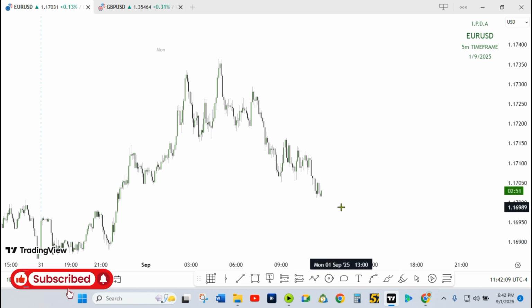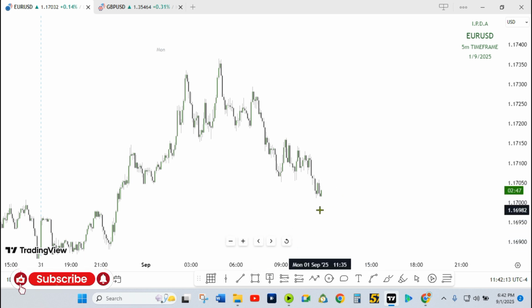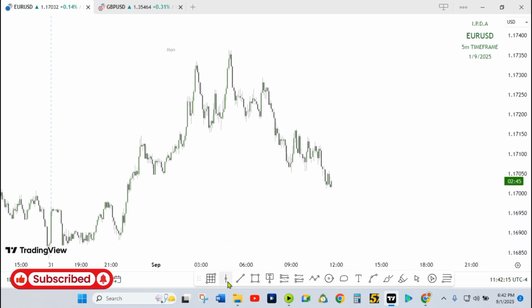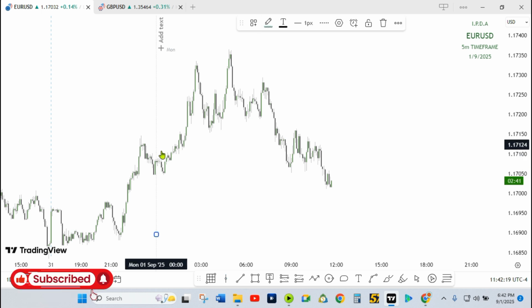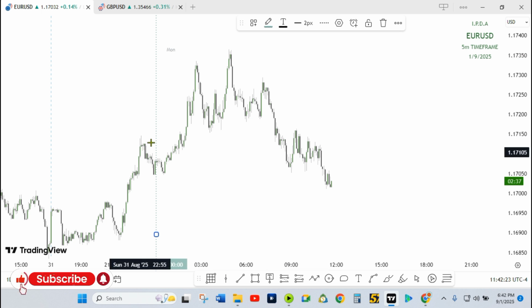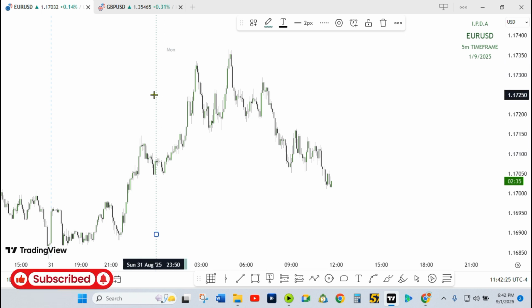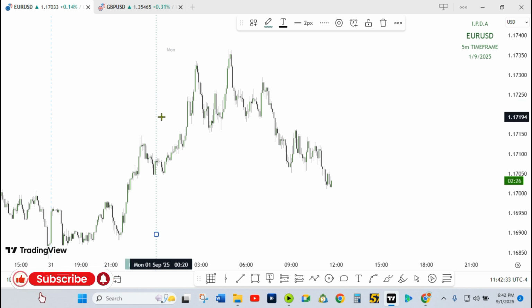First, I'm going to mark my New York midnight open vertical. I'm going to mark my vertical line here. This one. This is the New York midnight open. Why am I marking the New York midnight open? I'm marking it because this is where the daily transactions begin.